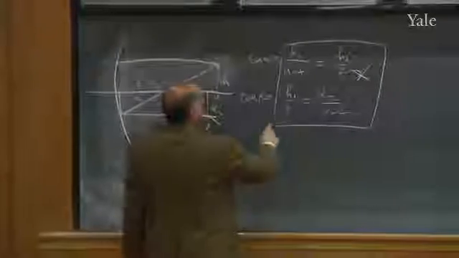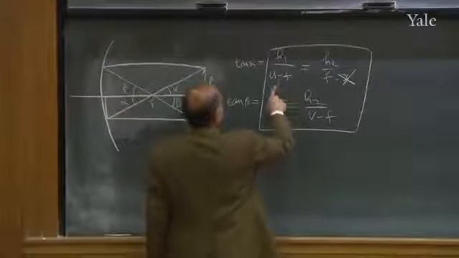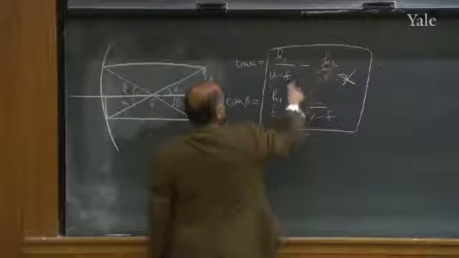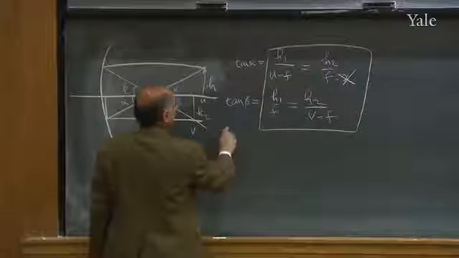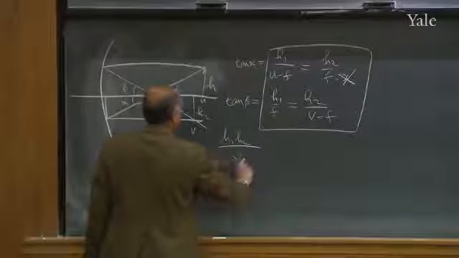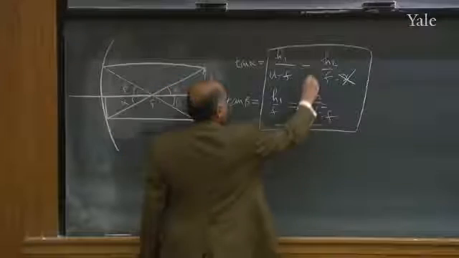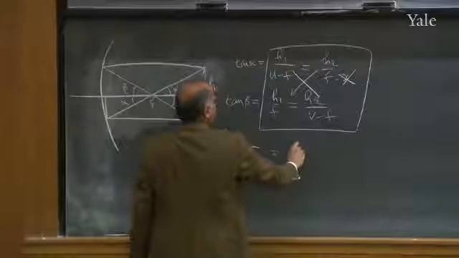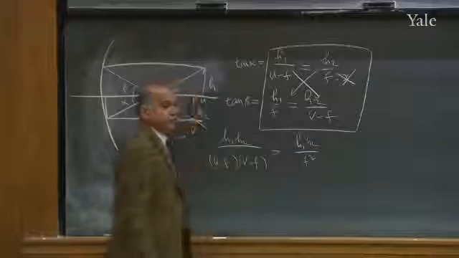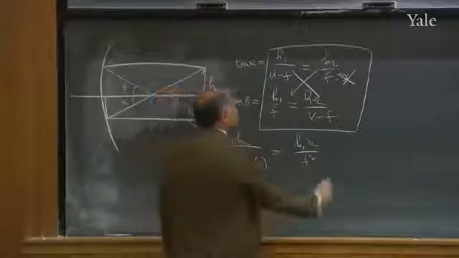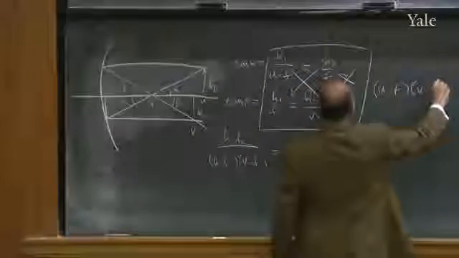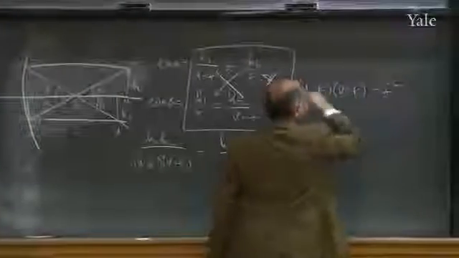So let's multiply this one and this one and that one and that one. So I'll get h1, h2 over u minus f times v minus f. I'm going to cross multiply like that, is equal to h1, h2 over f squared. That tells you u minus f times v minus f equals f squared.